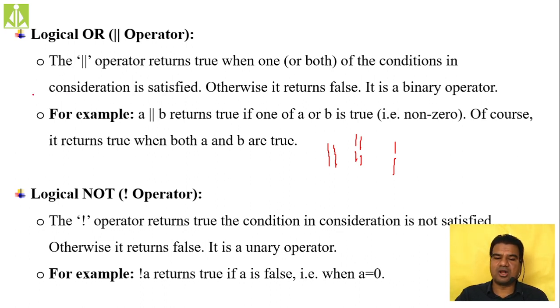Logical OR operator returns true when any one of the two conditions, any one of the two operands, is true. Not both necessarily. Even if both are correct, then also it will return true only. At least one condition must be true. If both are false, simply deny. Both are false means finally you will get false only. But if any one of the conditions is true or both the conditions are true, you will get a true response only, a positive response only. So that is our consideration.